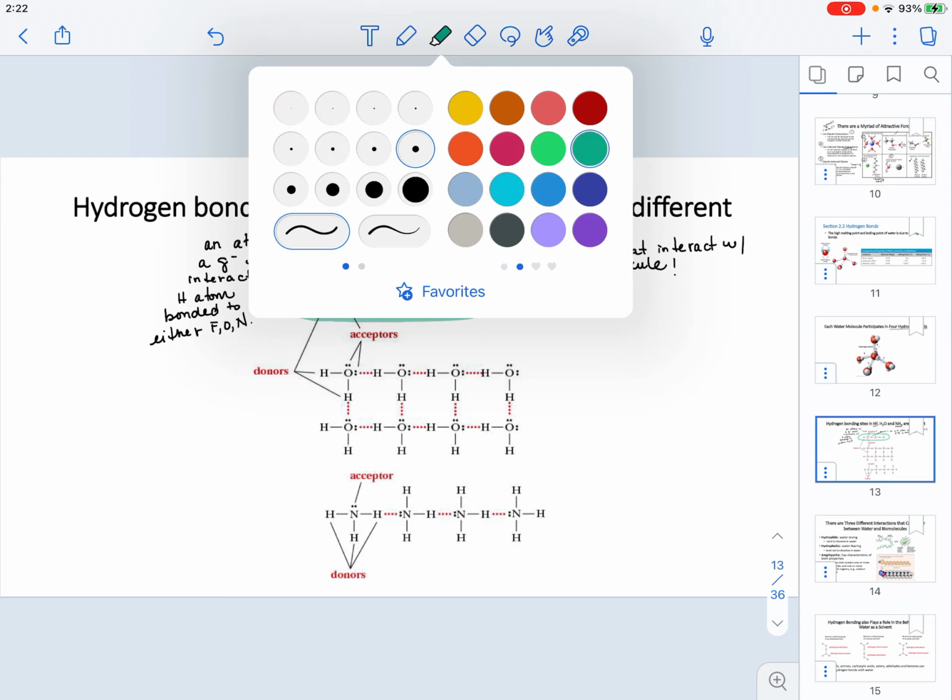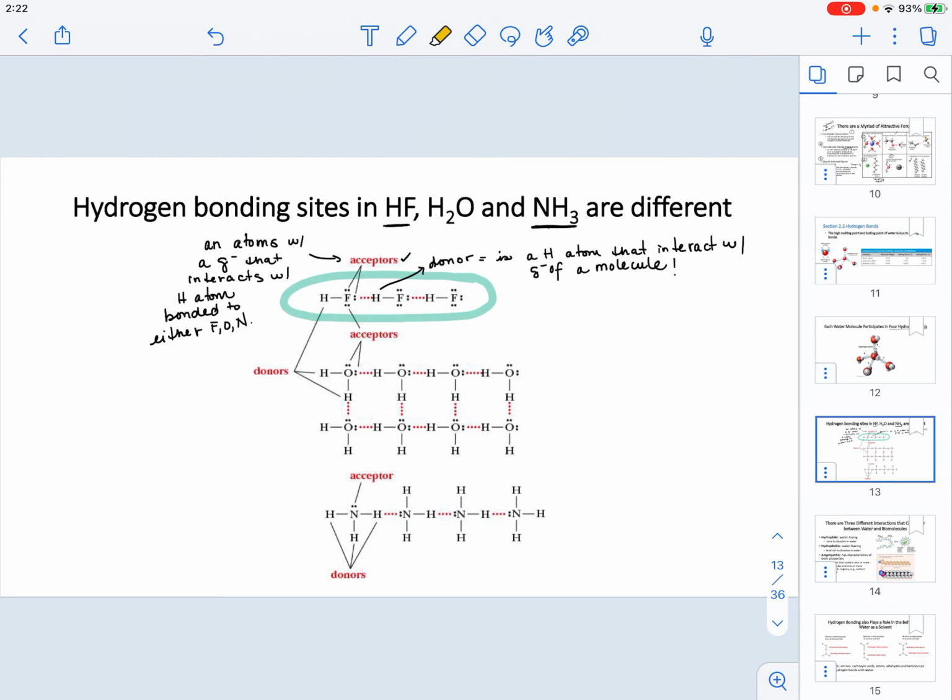If we look specifically at ammonia, which I'm going to be highlighting in yellow, you can see that ammonia, through the nitrogen, which is the atom that can act as an acceptor, because that nitrogen only has one lone pair, then it only has one acceptor side.